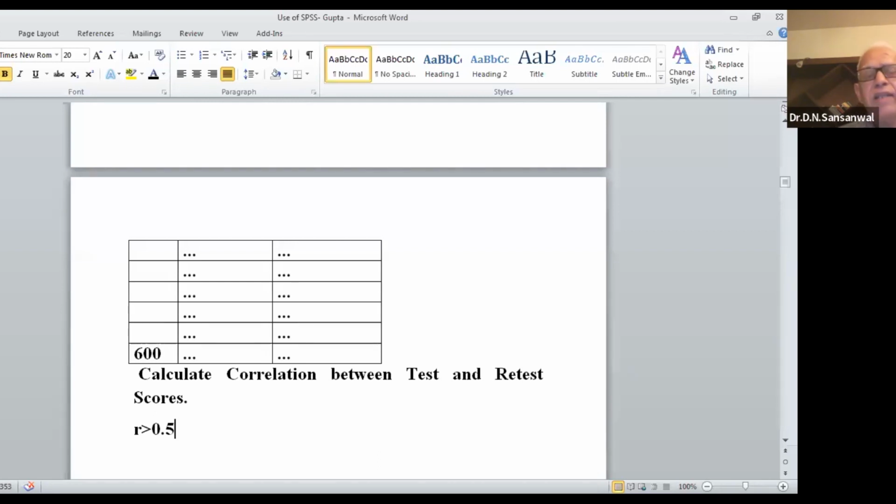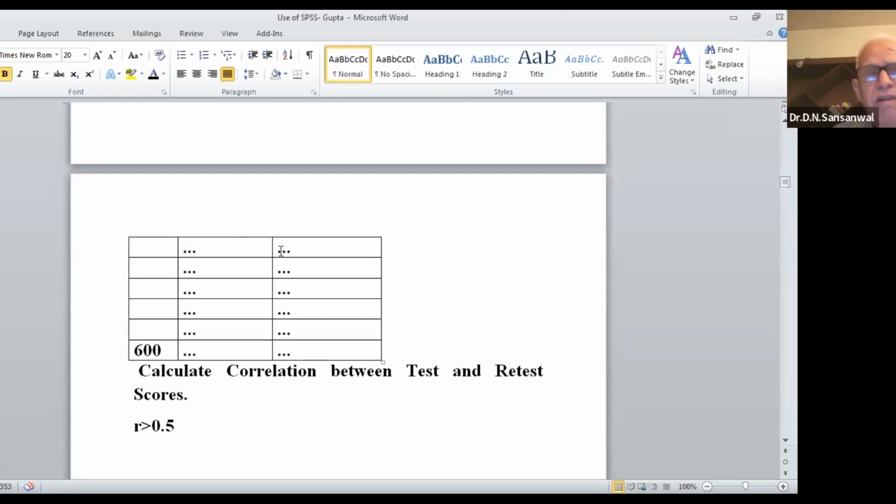So you are finding the correlation of reasoning with reasoning. And if it is self-confidence, you are finding the correlation of self-confidence with self-confidence. I hope you are understanding. So therefore, the reliability coefficient will always be positive. So the correlation will be positive.